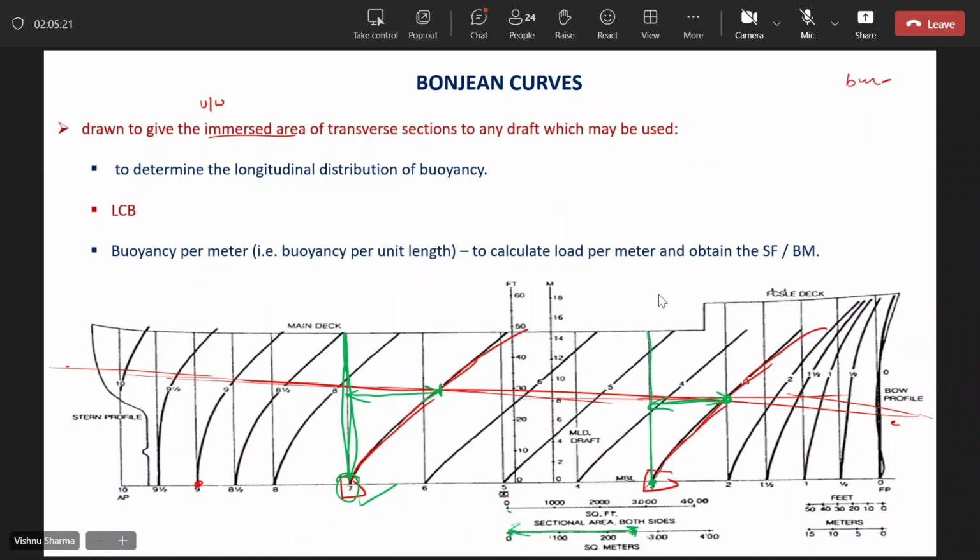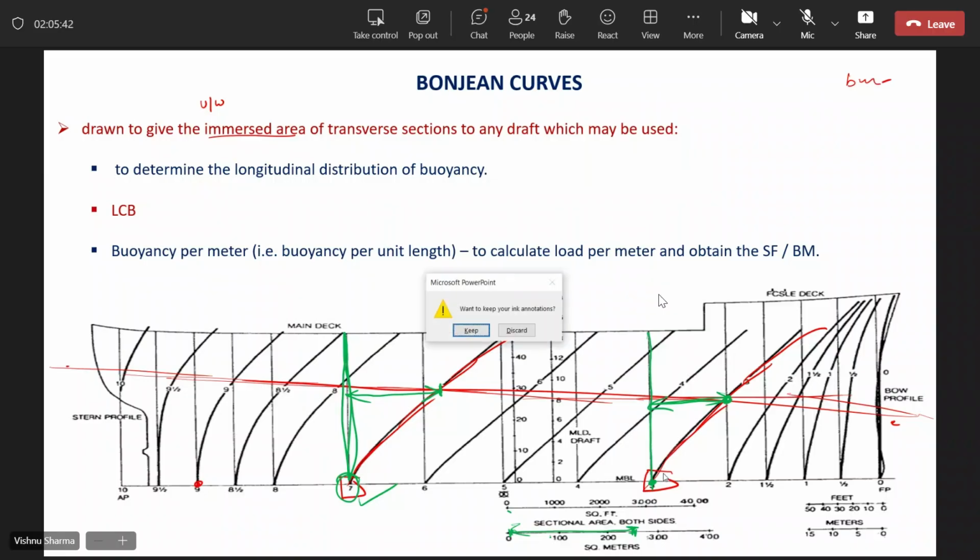Yes, sir. Okay. So this was just to introduce what Bonjean curves are. I have not seen them being asked, but if it comes ever, you should be able to draw something and explain what Bonjean curves are.